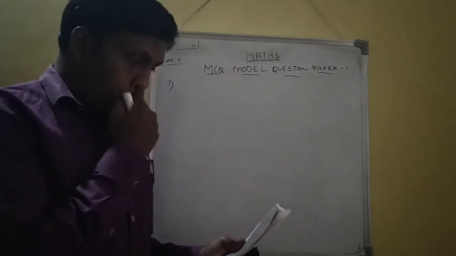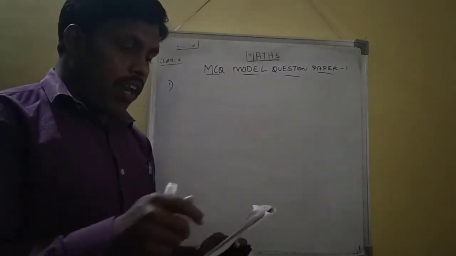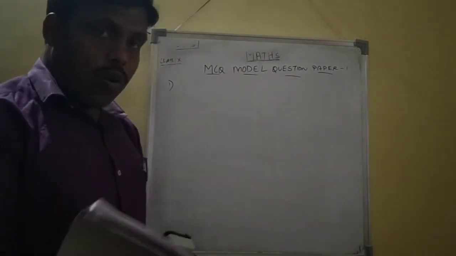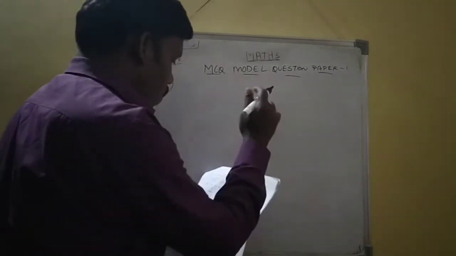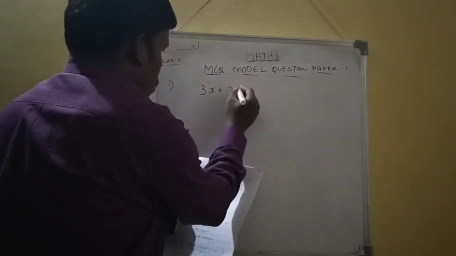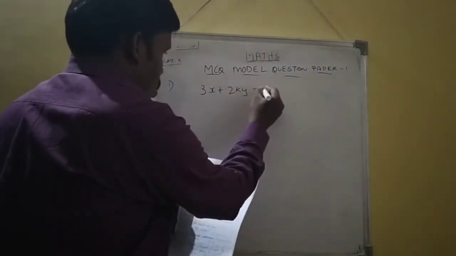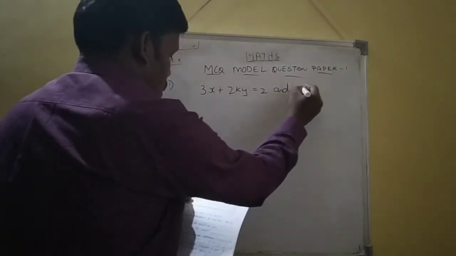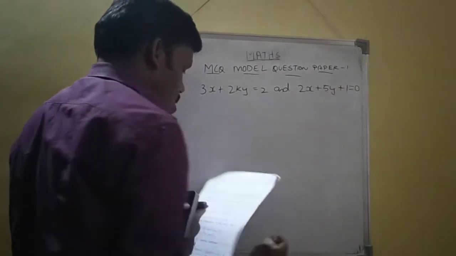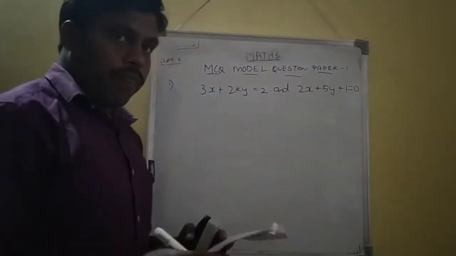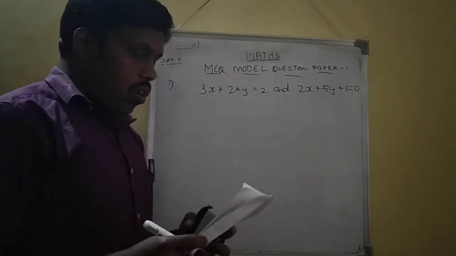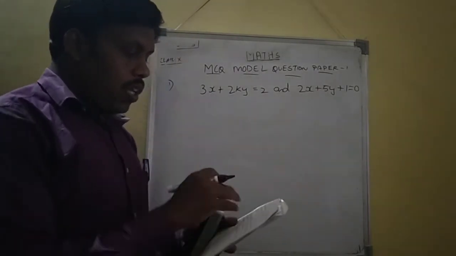So the question is, they are given a pair of linear equations, that is 3x plus 2ky is equal to 2, and 2x plus 5y plus 1 is equal to 0. So these are the two pair of linear equations. These two lines are parallel to each other.